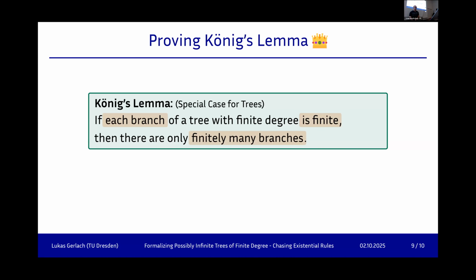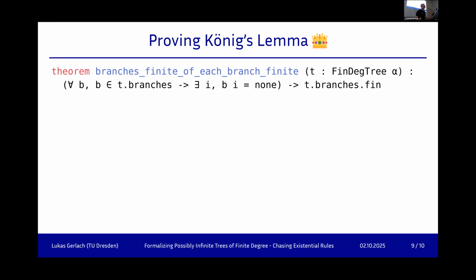All right, we have branches ready, so now we can state Koenig's lemma and try to prove it. I'm not going into every detail, just the key aspects, because I don't have enough time. And I just put a little crown because König means king in German. I don't know if you know, but yeah. Right. So to state this theorem formally, the hopefully somewhat canonical name would be branches finite of each branch finite, something like that. We take our finite degree, possibly infinite tree, and we just say, if for each branch in the tree there is something which is none, so it is finite, then the set of the branches of the tree that we just defined earlier is finite.